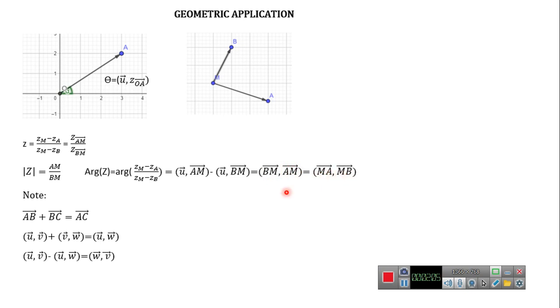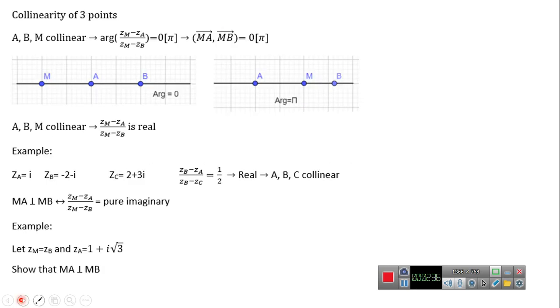So what does this mean? It means if you have Z, which is equal to Zm minus Za over Zm minus Zb, in norm you're comparing AM to BM, and as angle you're finding the angle of BM with AM, or if you want, MA with MB. So you are comparing the position of 3 points. So this geometric application is very important. So let us take an example.